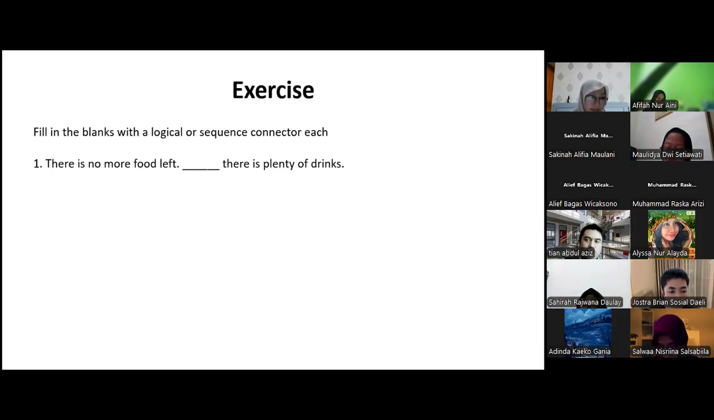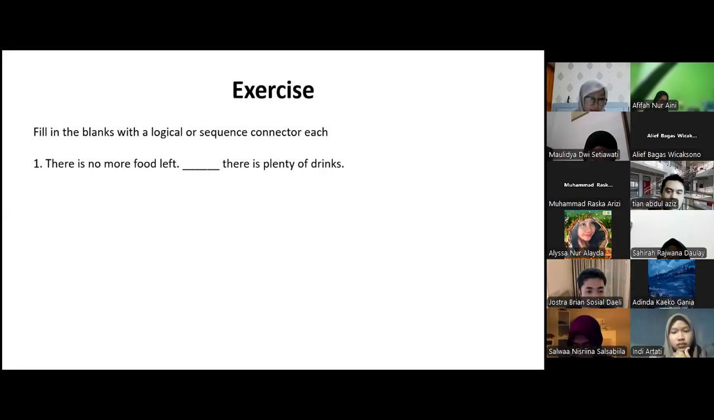There are two different situations. In the first sentence, we see that there is no food left. But in the second sentence, we see that there is plenty of drink. So there are two opposite things, so we use however to connect two different situations. Okay, thank you, Nandita.